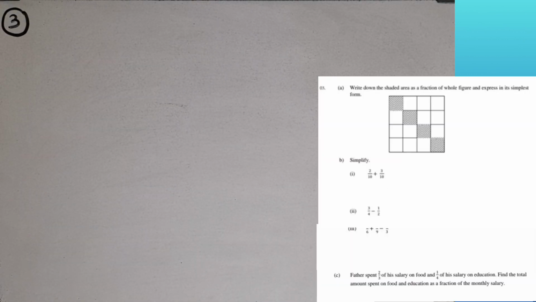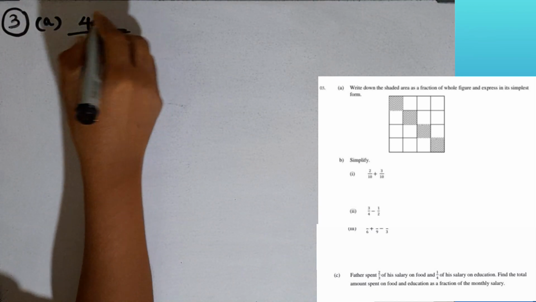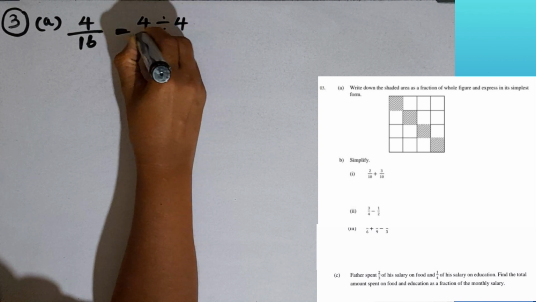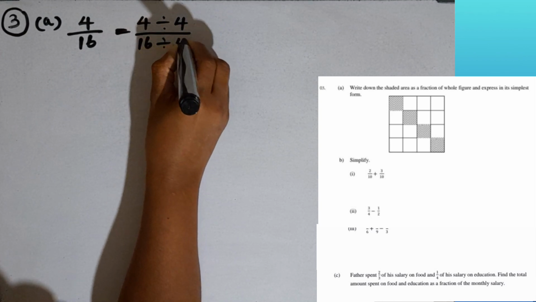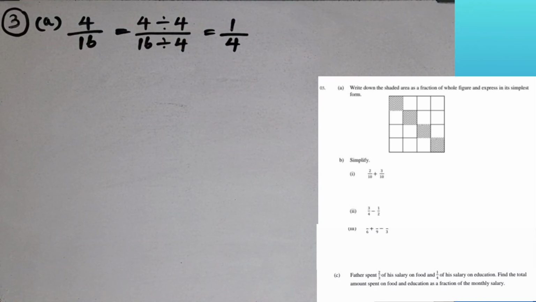Third question, A part. Write down the shaded area as a fraction of whole figure and express it in its simplest form. How many total squares are there? We have 16 squares. So 4 are shaded. So we can write it as 4 over 16. If we simplify this, we can divide both numerator and denominator by 4. 4 divided by 4 over 16 divided by 4. 4 divided by 4 is 1. 16 divided by 4 is 4. So 1 over 4 is the simplest one here.